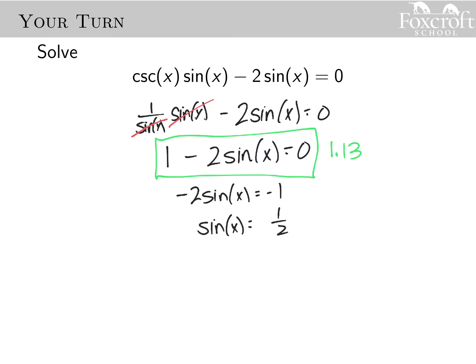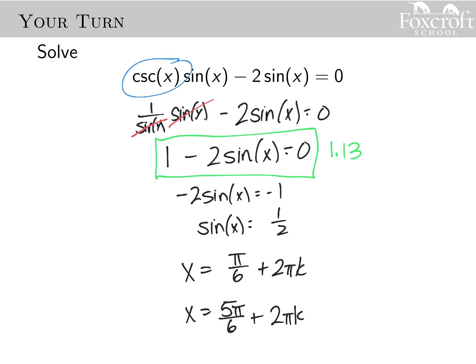and then figure out when is sine going to be 1/2. Sine is going to be 1/2 at pi over 6, and it's going to be positive at 5 pi over 6 in quadrant 2. All right, so that's how you would solve this one. Again, just remembering that cosecant is 1 over sine. And after that, it's really similar to problems you've solved before.